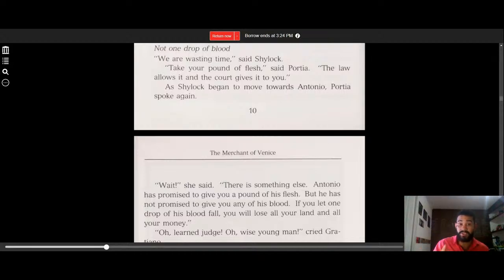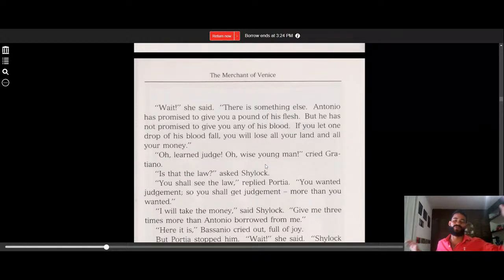"Antonio has promised to give you a pound of his flesh, but he has not promised to give you any of his blood. If you let one drop of his blood fall, you lose all your land and all your money." "Oh, learned judge! Oh, wise young man," cried Gratiano. "Is that the law?" asked Shylock. "You shall see the law," replied Portia. "You wanted judgment, so you shall get judgment. More than you wanted."